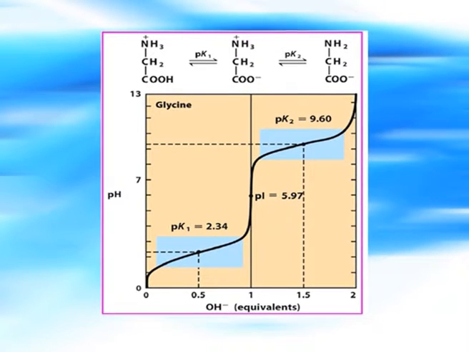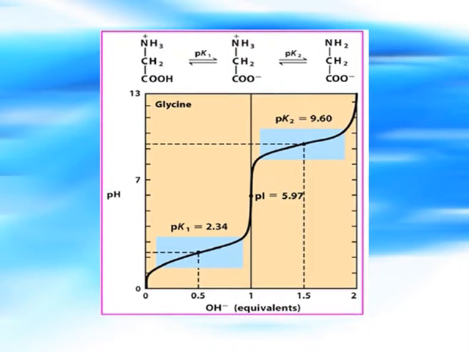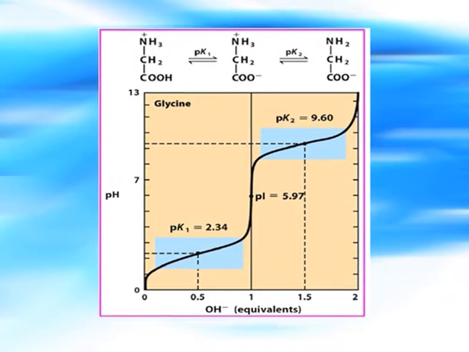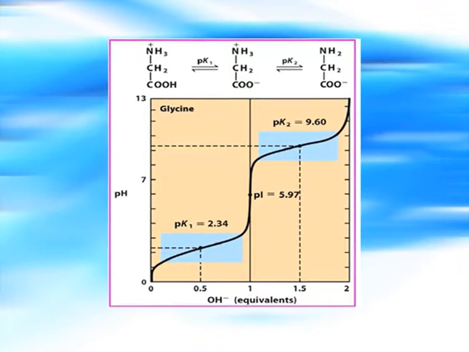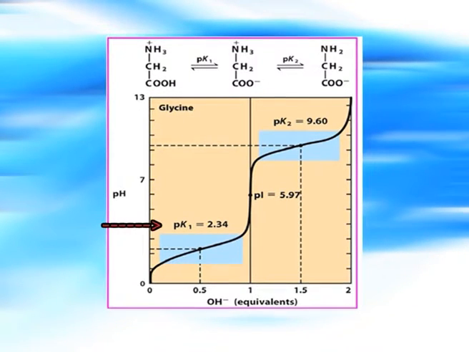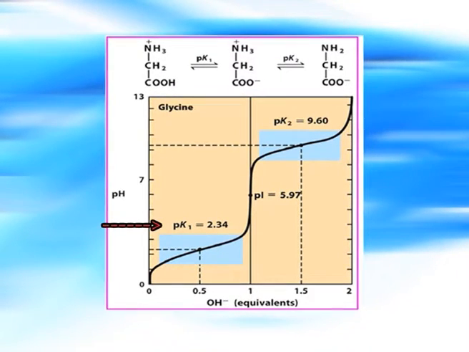As the pH rises, the carboxylic acid group starts to donate its proton first. The donation of protons starts around pH 1, and by pH 3, the donation of protons by the carboxylic acid group is complete. The midpoint of transition of this donation is at pH 2.34, or in other words, the pK1 is 2.34 for glycine.